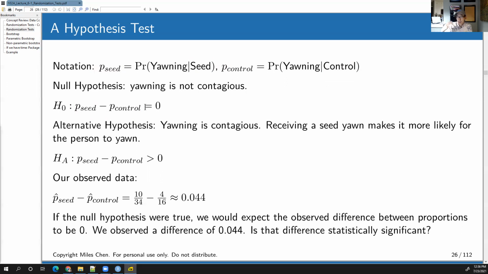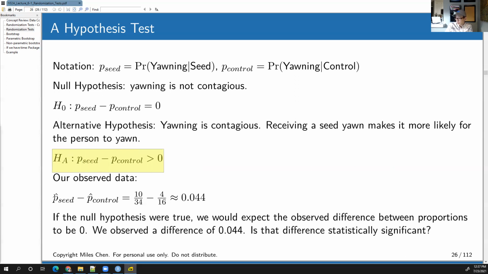That seeing somebody yawn in front of you is going to make it more likely for the person to yawn. So we're going to say the proportion of those who yawn in the seed group is going to be greater than the proportion of those who yawn in the control group. So we're going to say, the seed yawn, P seed minus P control is going to be greater than 0. This is going to be my alternative hypothesis.